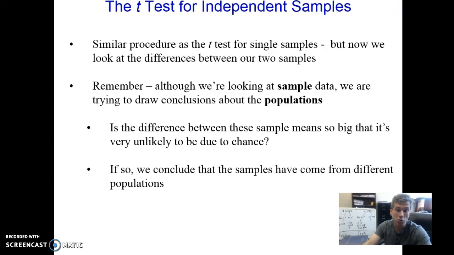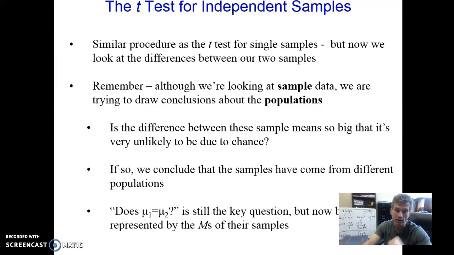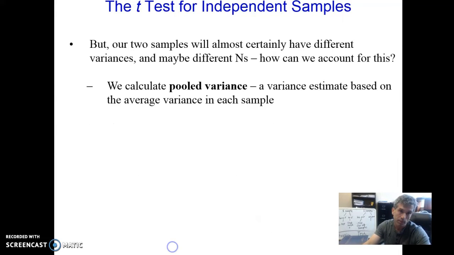The answer is yes, and again, our threshold is what our alpha level is. The answer is yes, that's awfully unlikely. We conclude the samples come from populations with different means, which generally means we're going to be rejecting the null. So, does mu1 equal mu2 is still the classic question of the null hypothesis. It doesn't really change, but now both mu's are being represented by sample means.